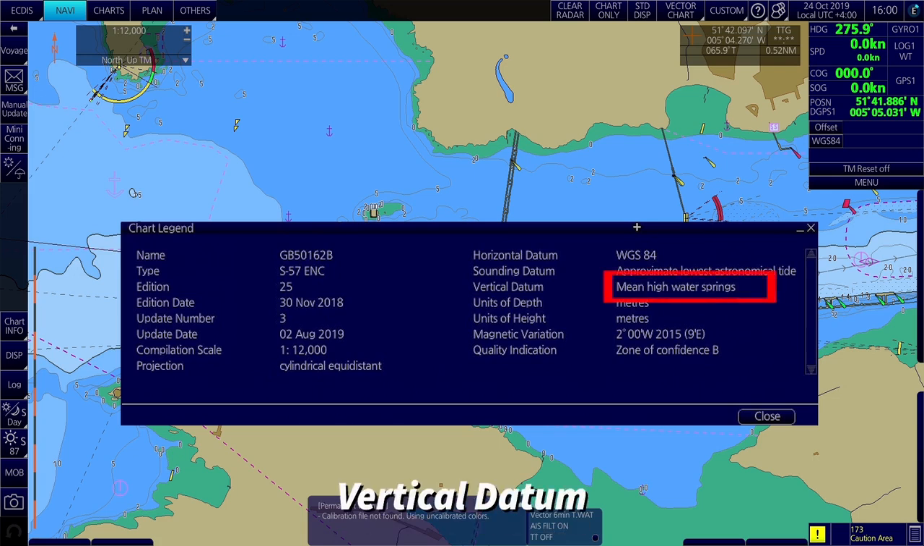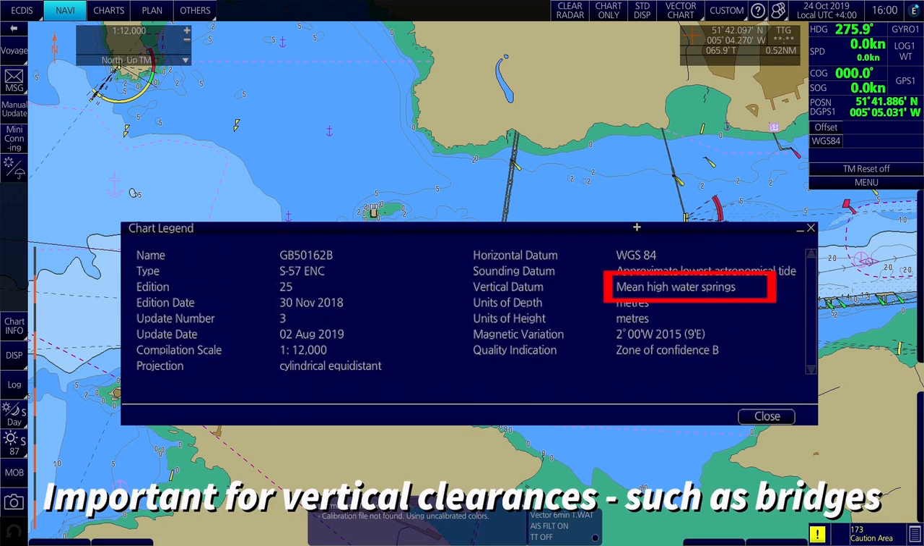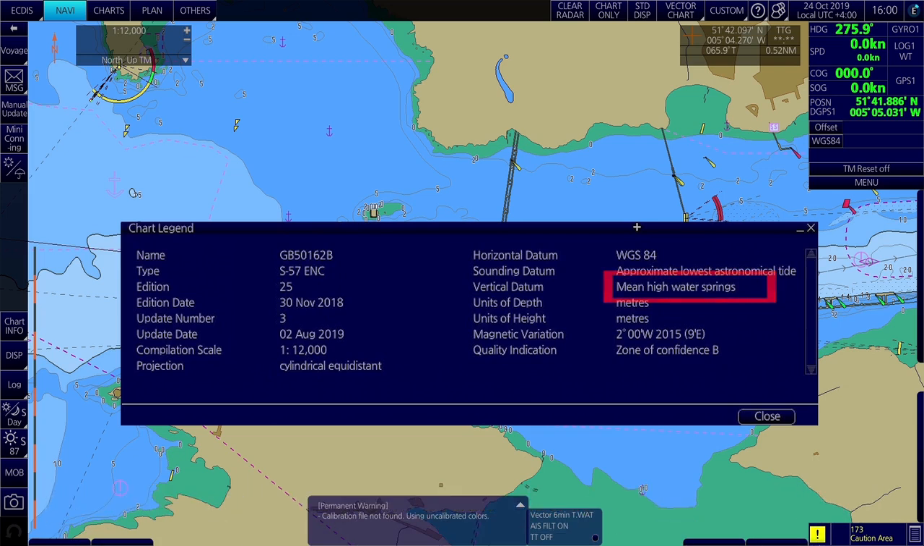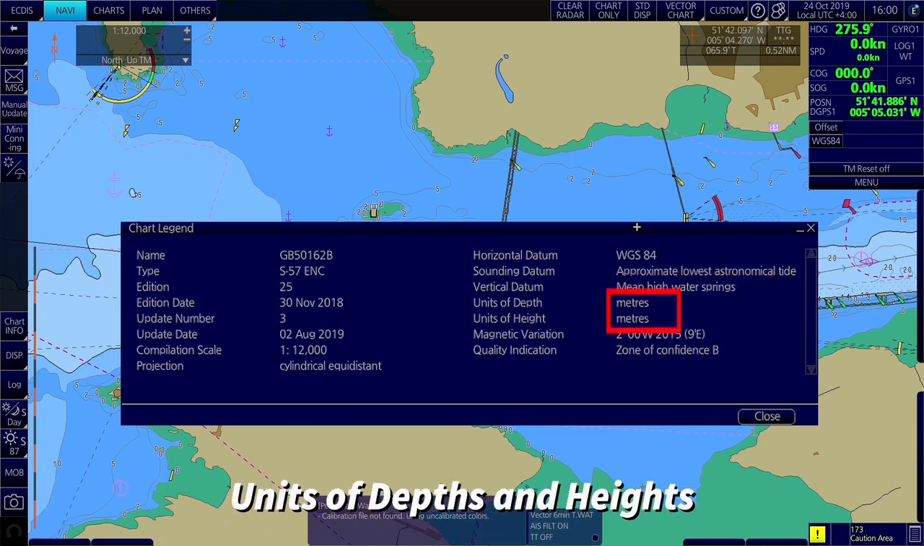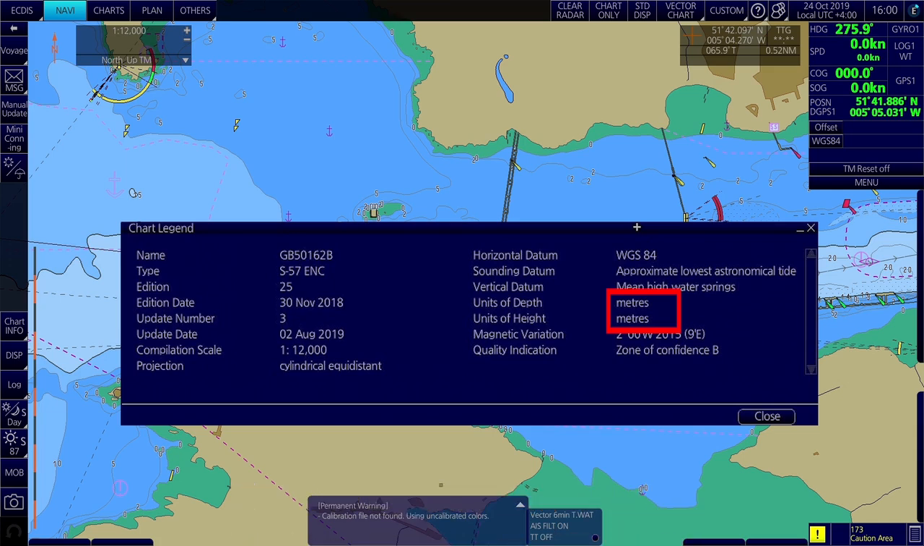Vertical datum shows you the datum used for indicating the vertical clearances, such as bridges and overhead wires. Units of depth and units of height show you the units used to indicate depths and heights. In ENCs the units will always be meters.